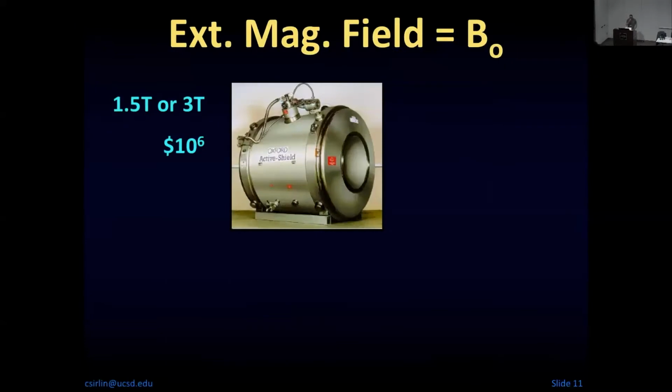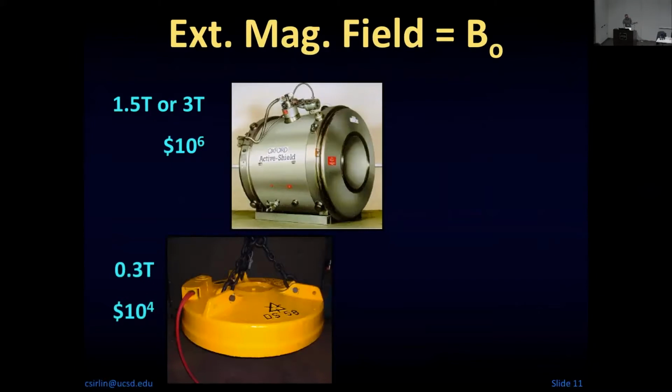Now, I mentioned that we put patients into an external magnetic field, and this external magnetic field is described by something known as B0. So that's the strength of the external magnetic field. And when we do clinical imaging in the year 2018, we're typically using a 1.5 T or a 3T magnet, as indicated here. And as an order of magnitude, these magnets cost about $1 million.